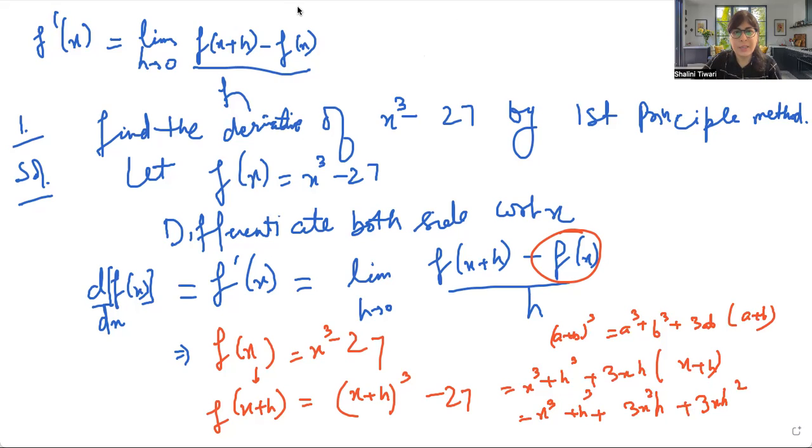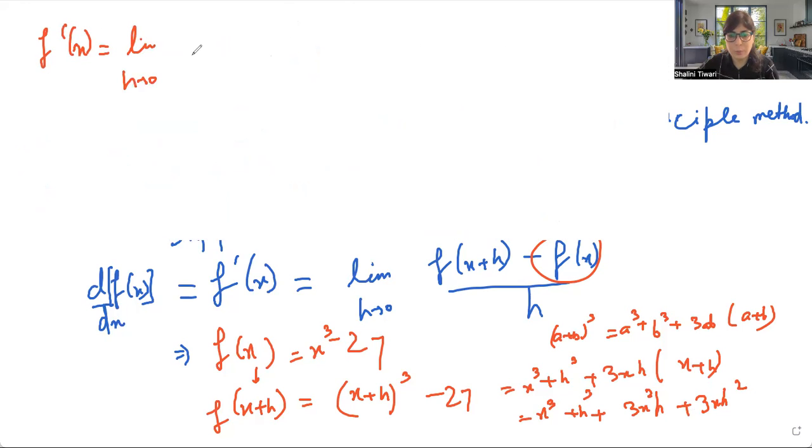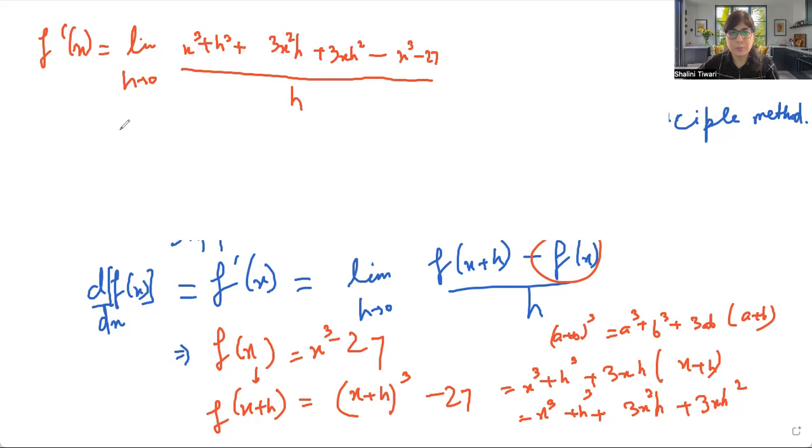Now in the next step, we will put the values. So f dash x equals limit h tends to 0, f of x plus h is x cube plus h cube plus 3x square h plus 3xh square, minus f of x. f of x is x cube minus 27. So we'll change the sign over here, because there is a negative sign outside, and upon h.